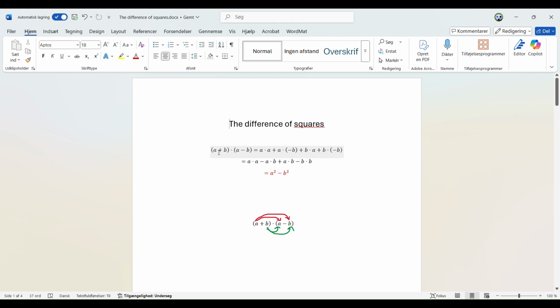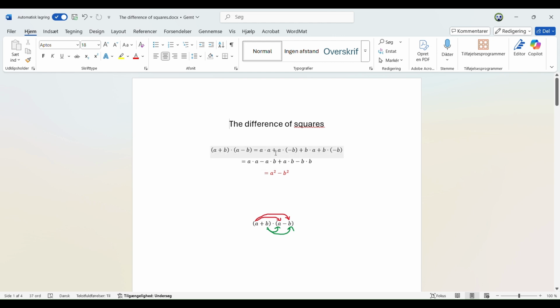We say a times a, that's this expression. Then we say plus a times minus b, that's plus a times minus b. Then we say plus b times a, that's this expression. And then we say plus b times minus b, that's plus b times minus b.